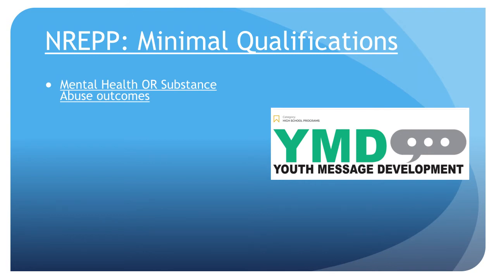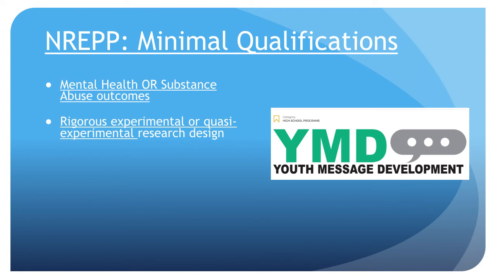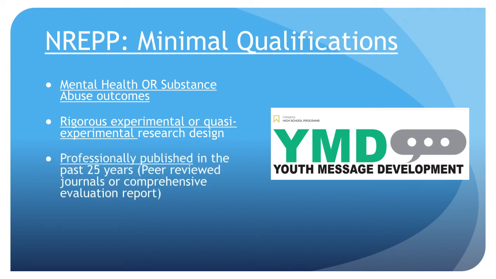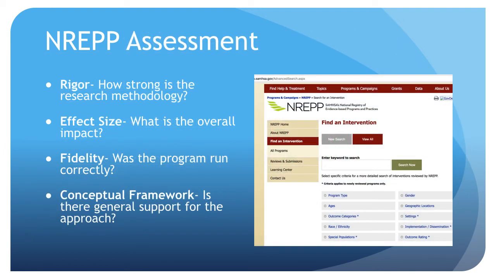The program or the practice that's being reviewed has to be in the areas of mental health or substance abuse. Second, there must be what they define as a rigorous experimental or quasi-experimental research design. And finally, the results of the research must be published in either a peer-reviewed journal, that's the kind of journal where other scientists make a decision about whether it should be published or not, or in some type of comprehensive evaluation report. Now, if those qualifications are met, then SAMHSA will assess the research based on these 4 general criteria.